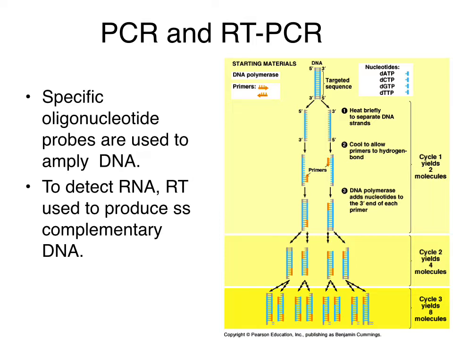There is only one copy of the wanted gene before the cycling starts. After one cycle, there will be 2 copies. After 2 cycles, there will be 4 copies, and so on.